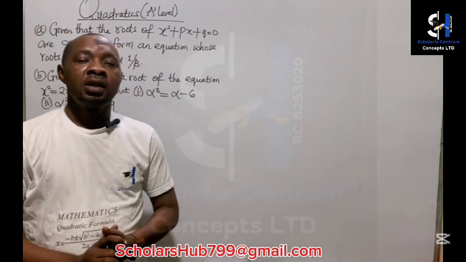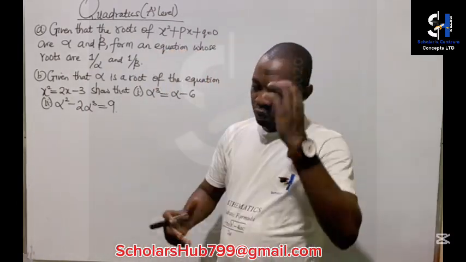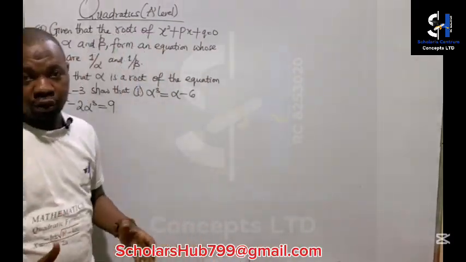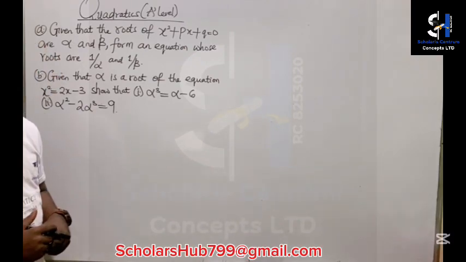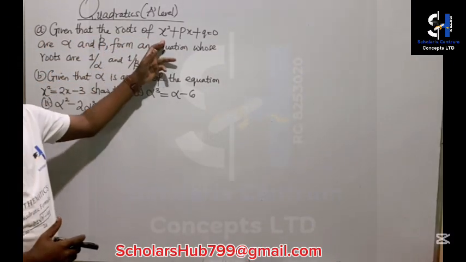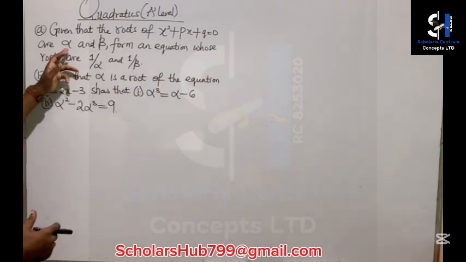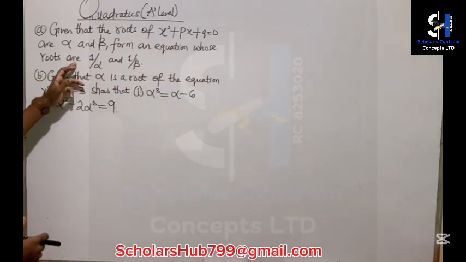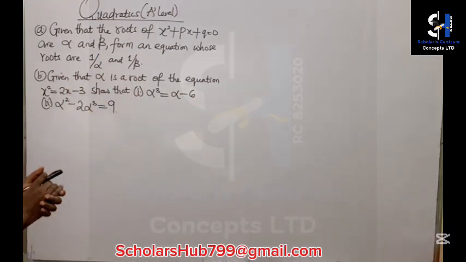Hello viewers, now let's talk about Vieta's formula. That is one of the formulas used when it comes to symmetrical equations that have to do with roots of a quadratic equation. Now we have a question here: given that the roots of x squared plus px plus q equals 0 are alpha and beta, form an equation whose roots are 1 over alpha and 1 over beta. That's the first question.